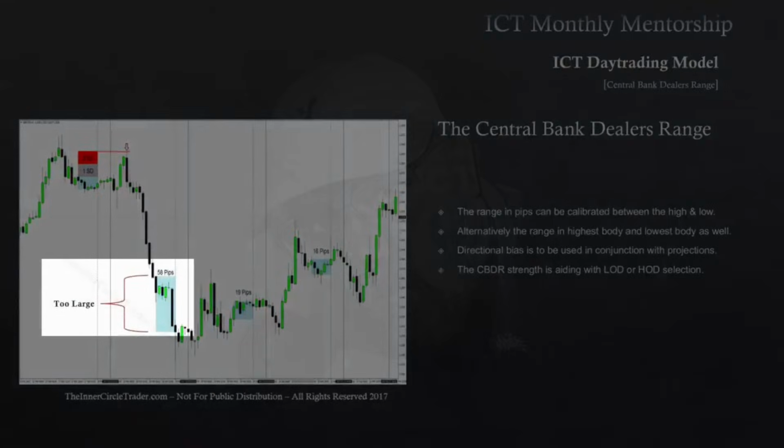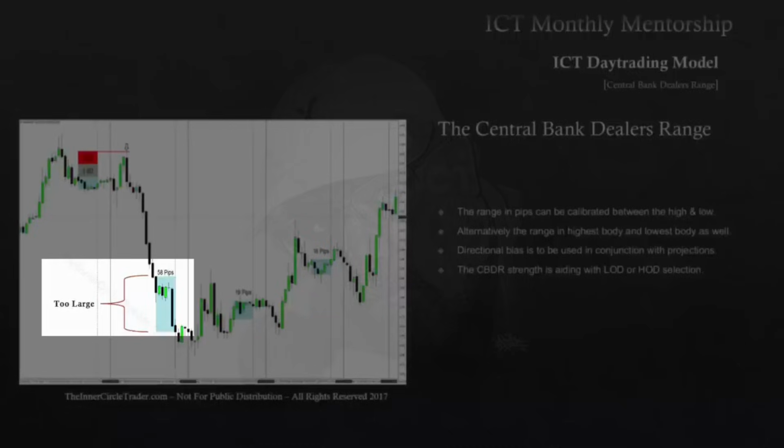The next one in our example here, the range is 58 pips. Now, this is too large. Our rules state that we want to have 40 pips or less, ideally 20 to 30 pips. So this particular trading day, we have to allow the market to do whatever it wants to do. If we're going to scalp, that's another thing. But for day trading, we can't use this criteria because it's too large of a central bank dealers range, and this is not what I taught in the free teaching on my YouTube channel.